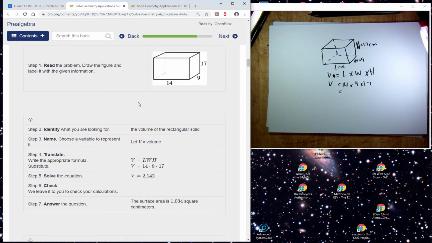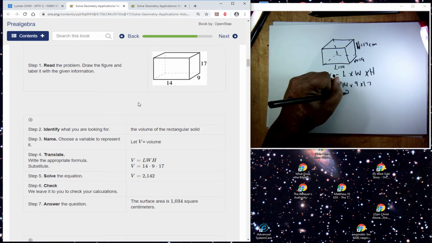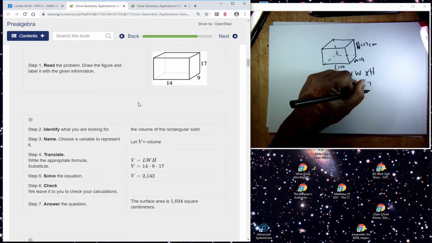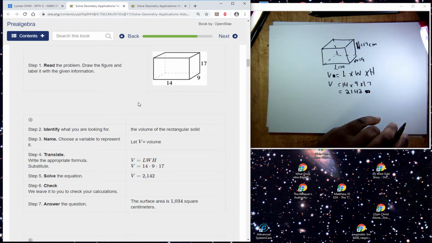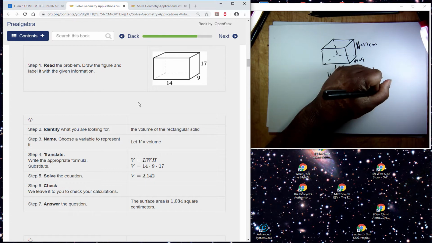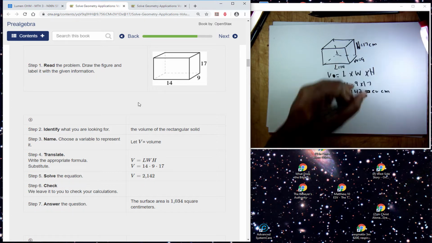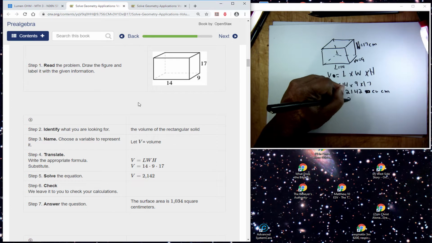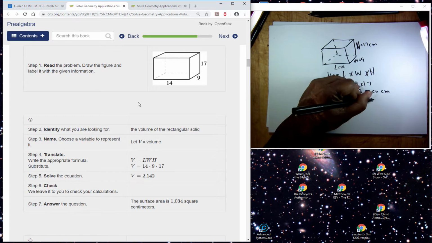Then we multiply them together. We end up with 2142. In this case here, we're not going to have square, we're going to have cubic. The volume here is what? Cubic centimeters. Or some would say 2142 centimeters cubed.